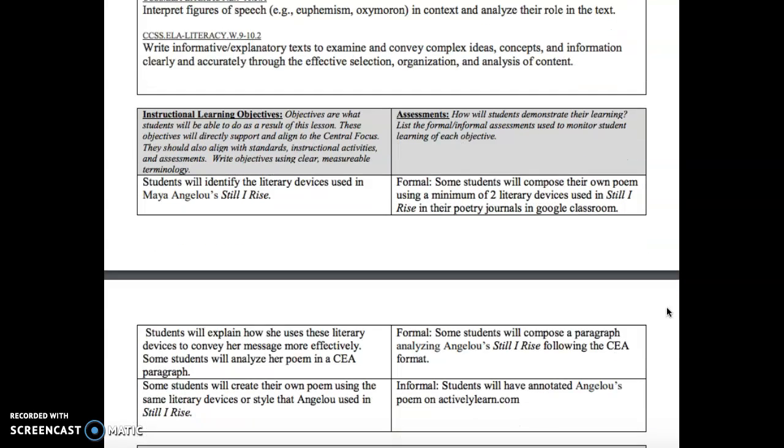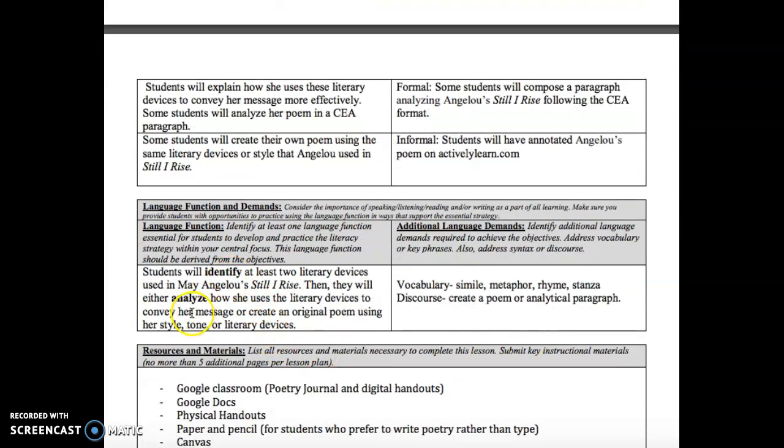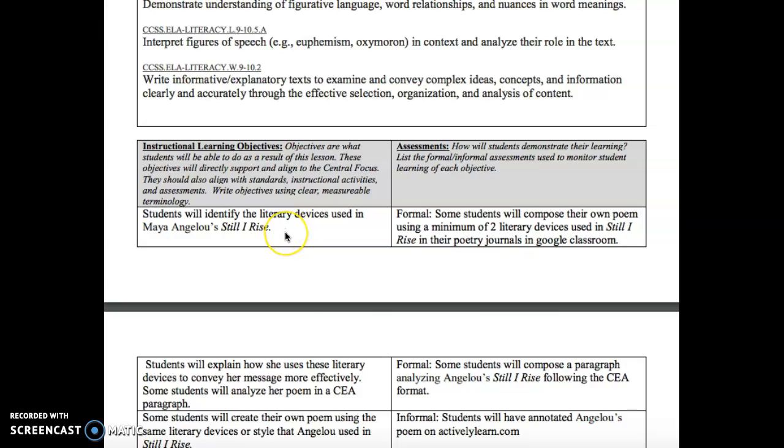And then as we get in, students will identify, so this is this verb here, explain, and then create their own poem. So these are major things that they will be able to do, and there's the formal assessments that we can do to assure that students have learned these, and informal. So student annotation isn't necessarily a test or an essay or a composition, but it can definitely show you that students are making progress.